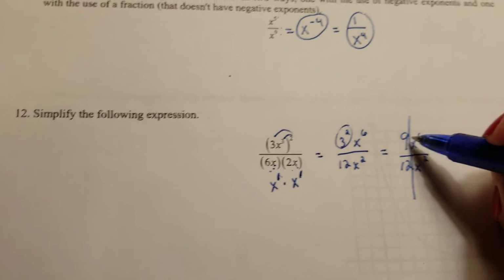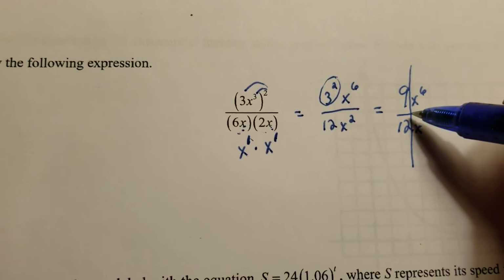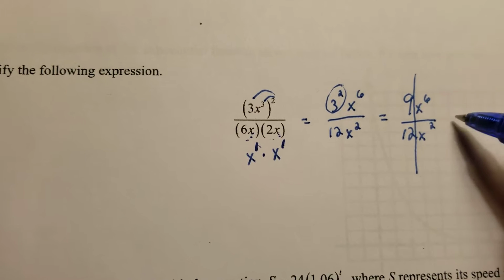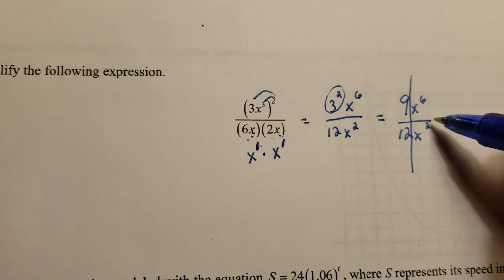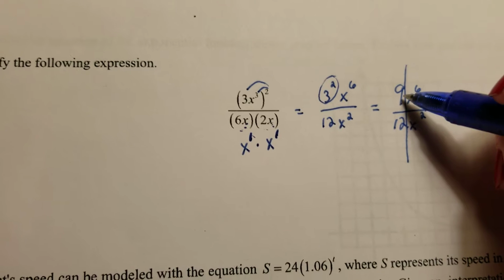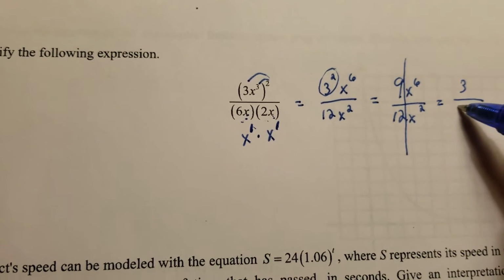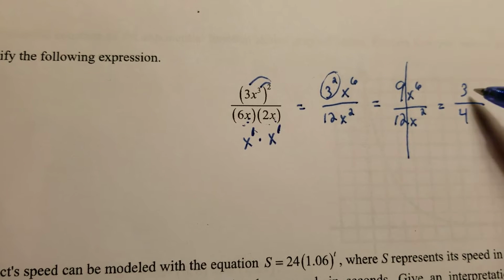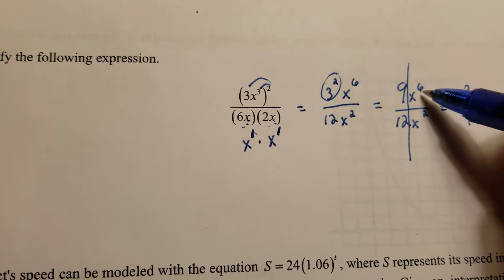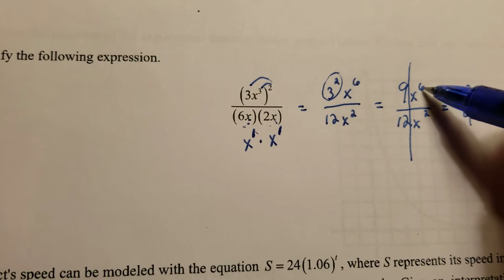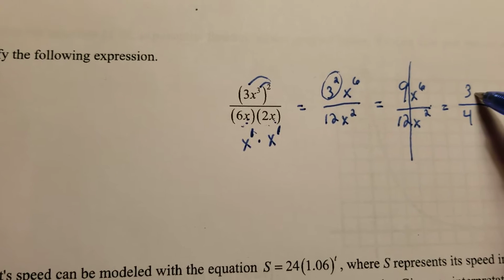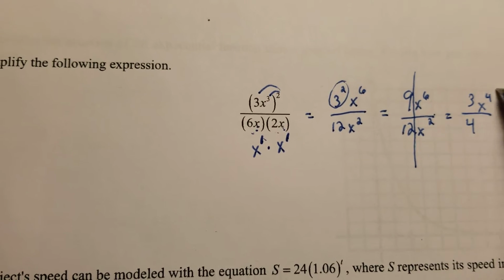Always reduce your fractions. Don't subtract these. These are not exponents, but reduce your fractions. You're going to subtract your exponents. Looks like 3 will go into 9 3 times. 3 will go into 12 4 times. So 9 twelfths reduces down to 3/4. However, you do subtract your exponent. 6 minus 2 gives you x to the fourth.